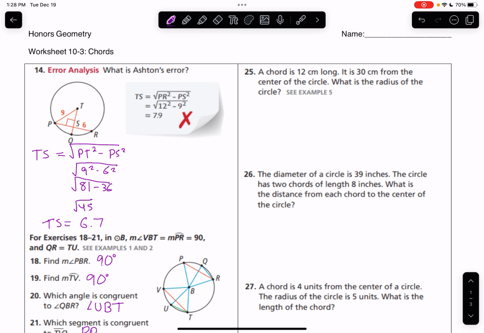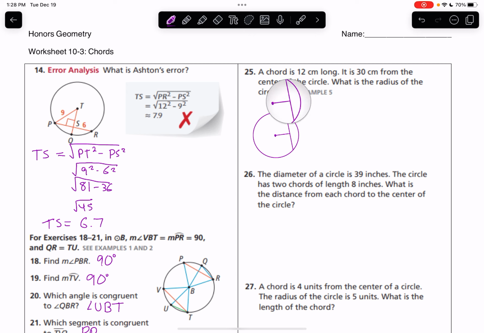Number 25, a chord is 12 centimeters long and 30 centimeters from the center of the circle. Let's draw that. All right, so we've got a chord, 12 centimeters long. Here's the center of the circle. It's 30 centimeters from the center. And of course, we measure at a right angle. What is the radius of the circle? So the whole chord is 12. So I'm going to write 6 and 6 for each half of the chord. And I'm going to put the radius of the circle right there, so I can use the Pythagorean theorem.